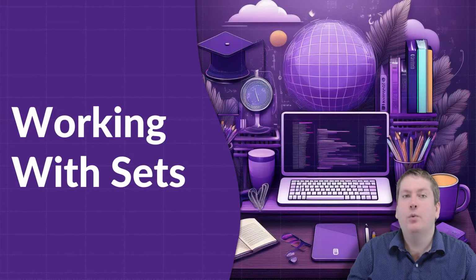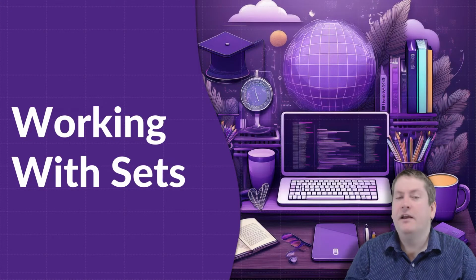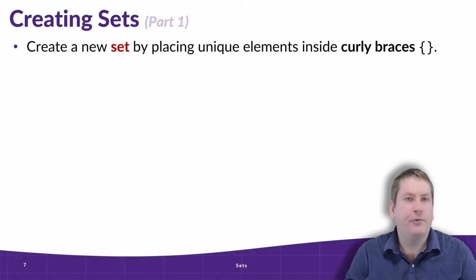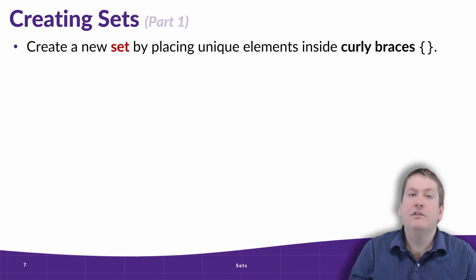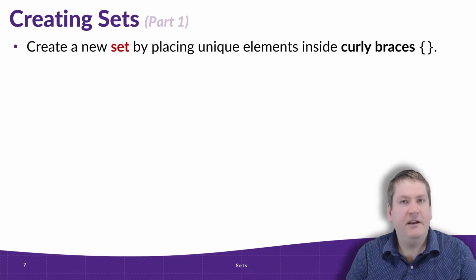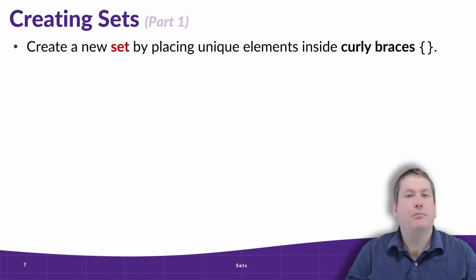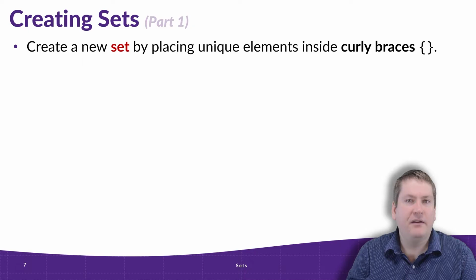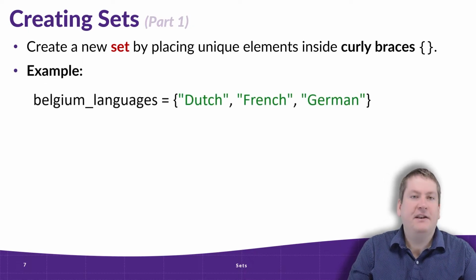Now we're going to move on to working with sets in Python and start looking at some code. And a good starting place is, how do we create a new set? Well, just like with many of the other collections we've seen, there's a specific type of braces or parentheses that you need to use to create a set. And for sets, this is the curly braces that you can see on the screen right now. Let's take a look at an example.